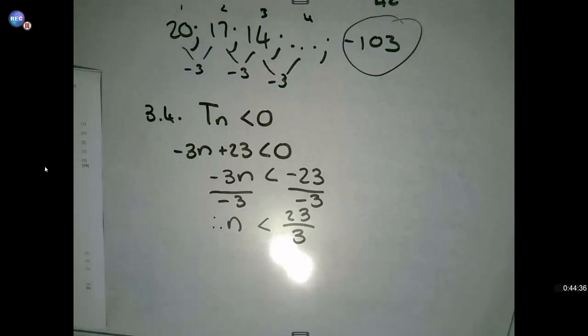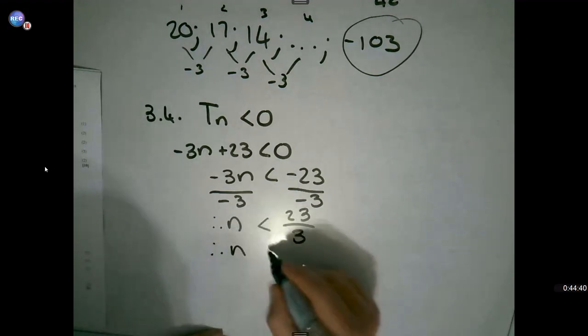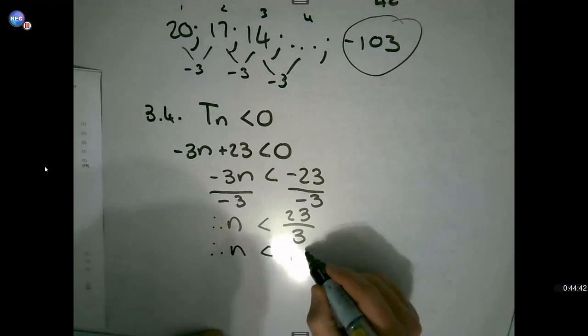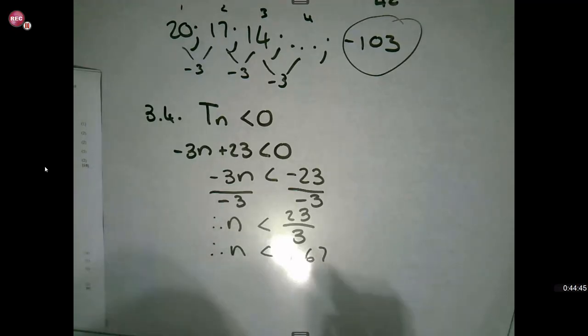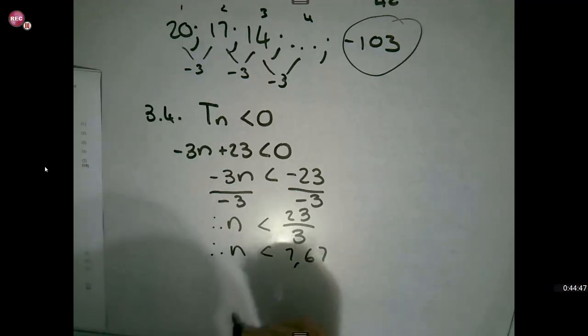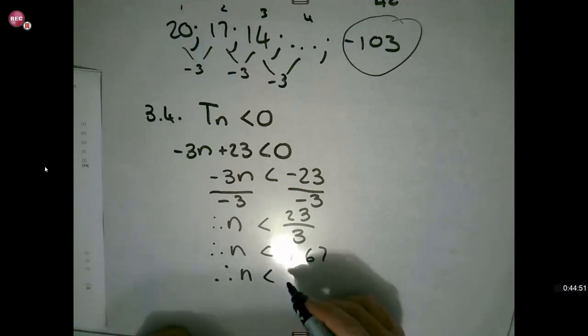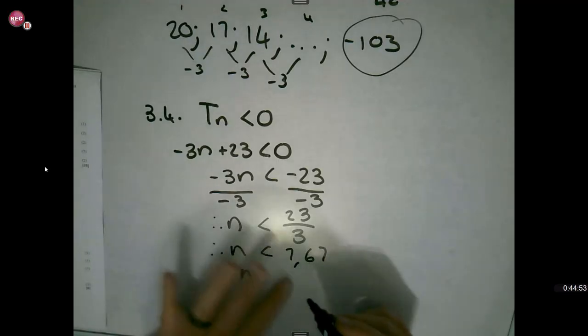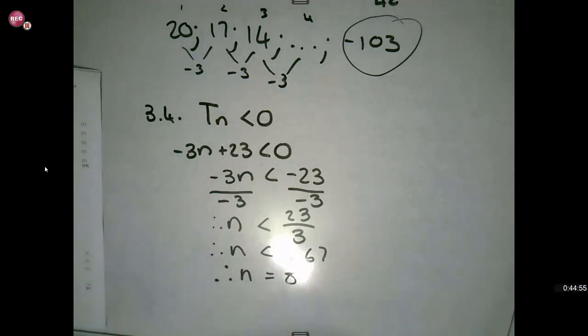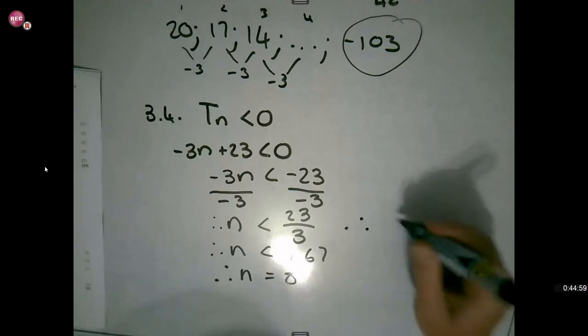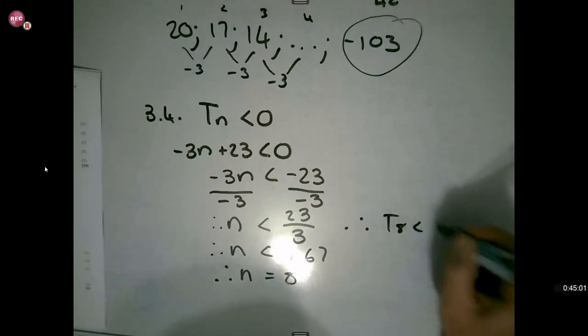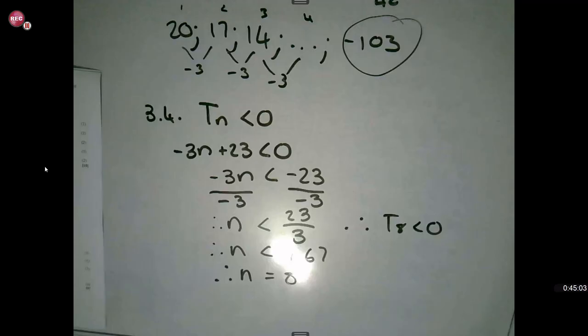Which means n is equal to 7,67, so the first term to be smaller than 0 is term number 8. So the value in the 8th position is the first number to be a negative number in this case.